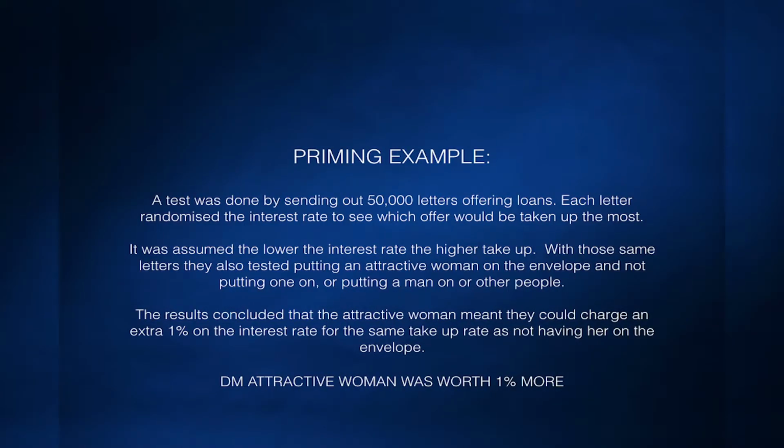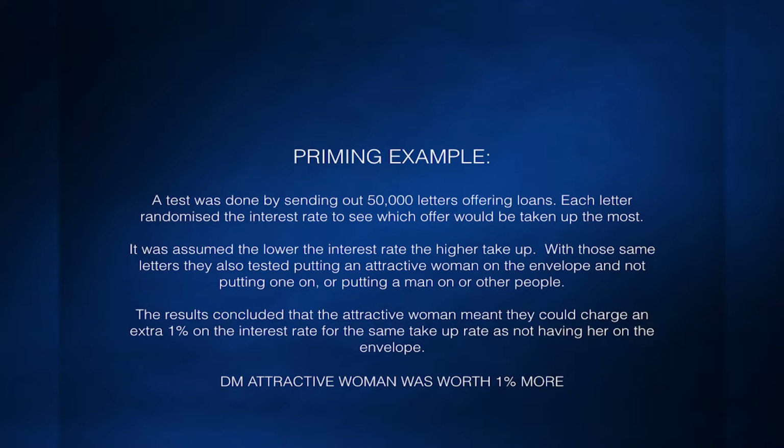I like this one. You'll love this one, Jeff. So I've got to read this because it's too small. A test was done by sending out 50,000 letters offering loans. Each letter randomized the interest rate to see which offer would be taken up the most. One was at 10%, one at 13%, one at 5%, all different randomized interest rates, because they thought the interest rate would affect the uptake rate.